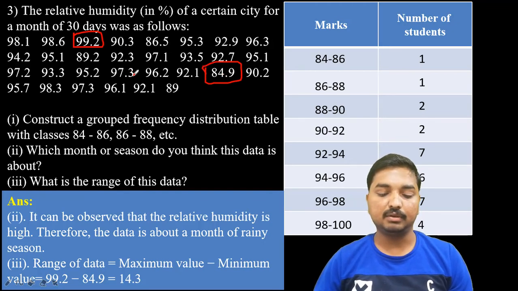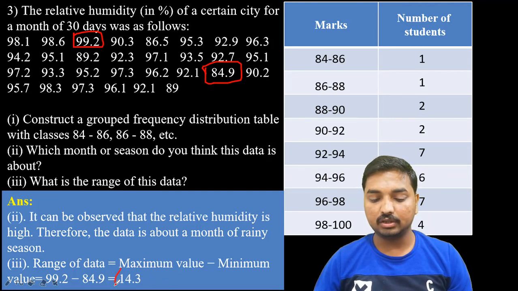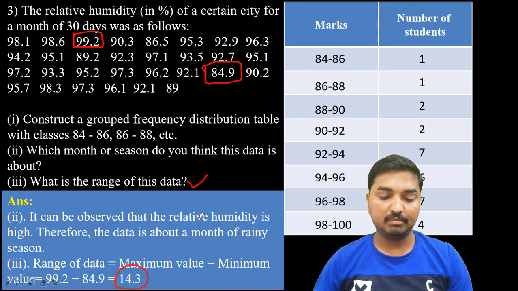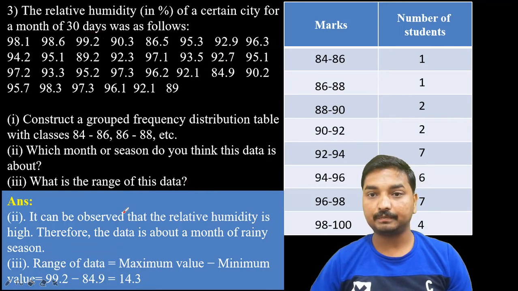Maximum minus minimum value, what will you get? 14.3. And this is actually the range of the data. Okay, so the range of the data is equal to 14.3. And this completes question number 3, and I will move on to the next question.